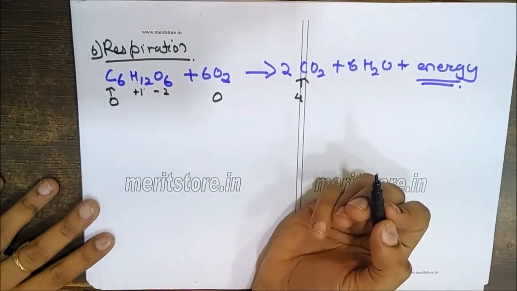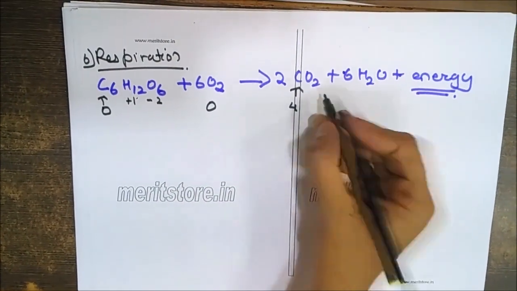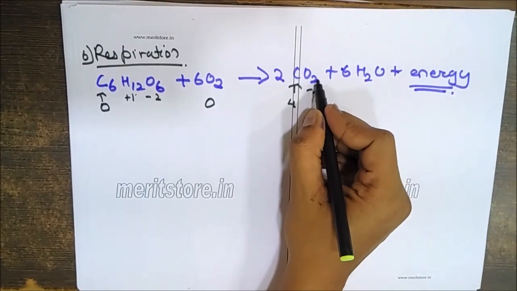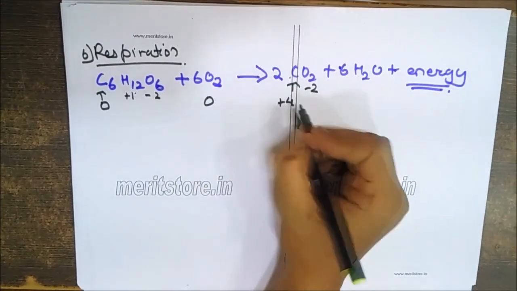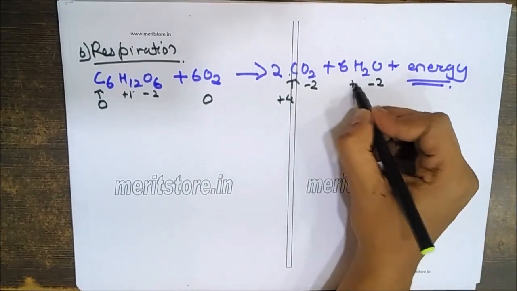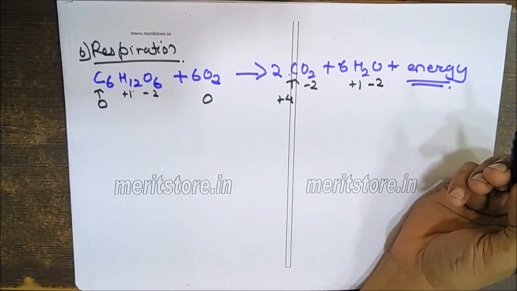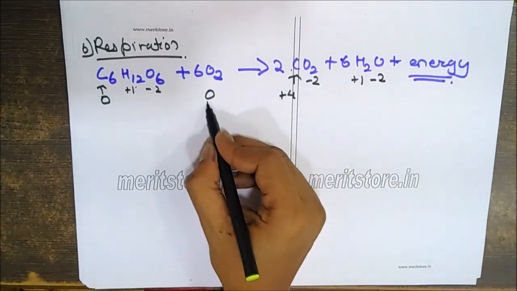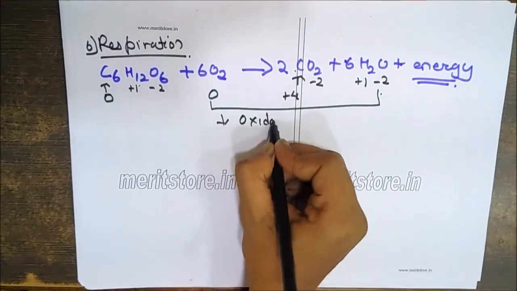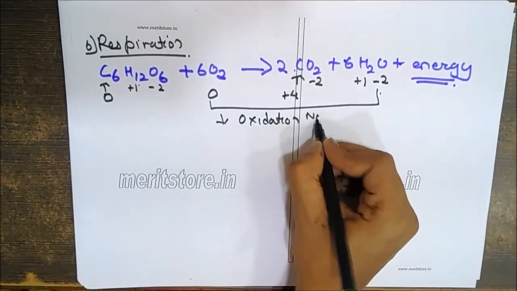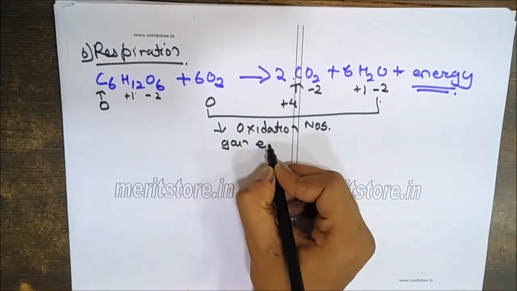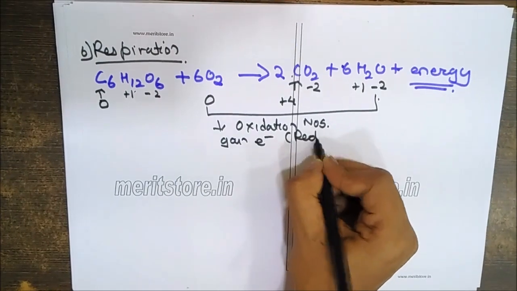Any element in the free state also has an oxidation number of 0. Oxygen, we know, has an oxidation number of minus 2. So minus 2 into 2 is minus 4, neutral molecule. So carbon is having here plus 4. Oxygen, we know, again is having minus 2, and hydrogen is having plus 1. So look here, oxygen has undergone reduction in oxidation number, which means it has gained electrons. So reduction process has occurred.